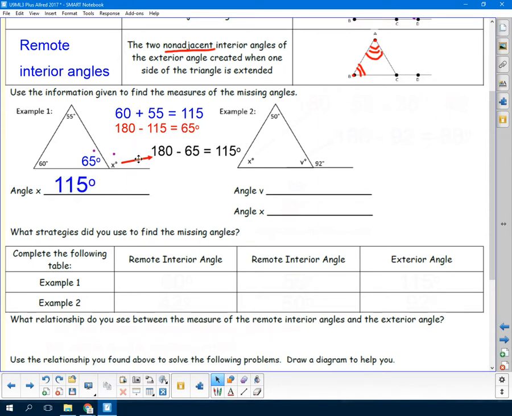I just found my first exterior angle of a triangle by solving for the third interior angle and then subtracting from 180. Okay, example number 2, I'm going to have to solve it a little bit differently.